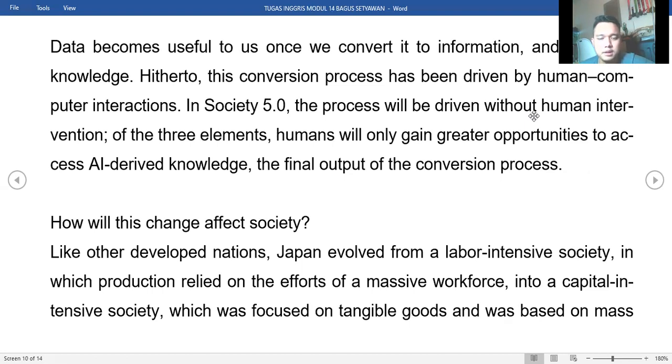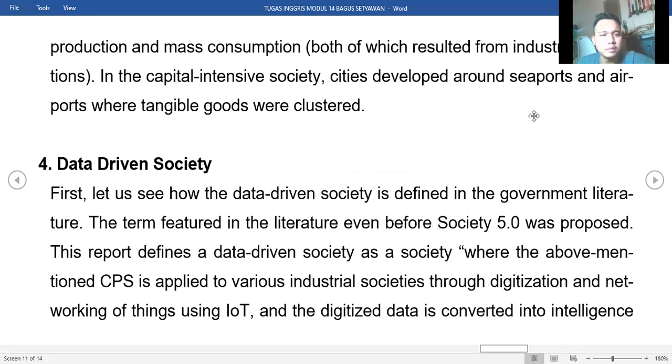Like other developed nations, Japan evolved from a labor-intensive society in which production relied on the effort of a massive workforce into a capital-intensive society, which was focused on tangible goods and was based on mass production and mass consumption, both of which resulted from industrial revolutions. In the capital-intensive society, cities developed around seaports and airports, where tangible goods were clustered.